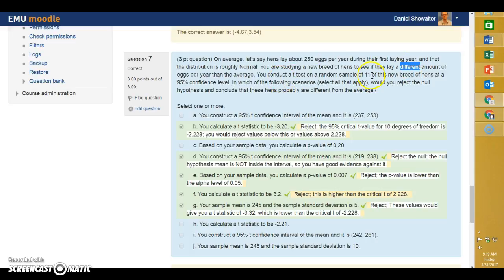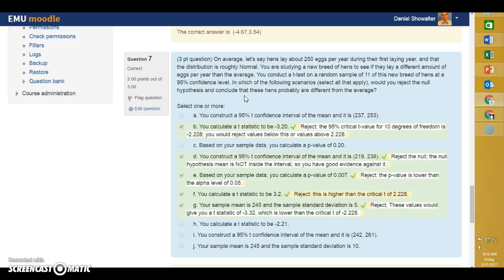We have a random sample of 11. That's our sample size n. 95% confidence. In other words, this is the same as an alpha of 0.05. When would we reject the null? So a few different ways.